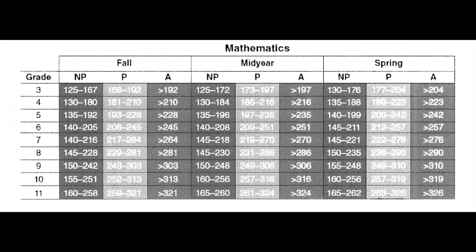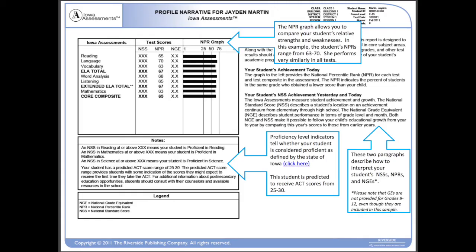Nevada takes their testing in the mid-year scoring portion, which is the center of the graphic located on the Interpreting Proficiency sheet. When looking at the profile narrative for your student, the NPR graph allows you to compare your student's relative strengths and weaknesses. In the example of Jaden Martin, we see that the student's range was from 63 to 70. So she basically performs very similarly on all tests.